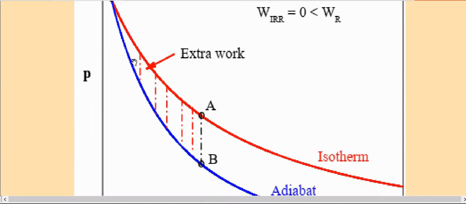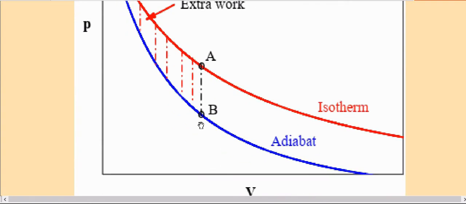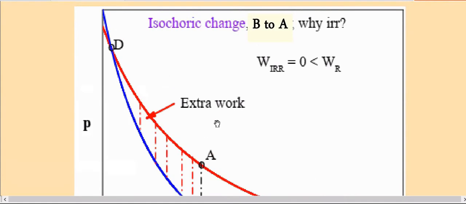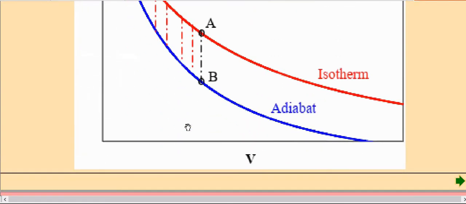Okay, so this is a compression, so naturally the work is negative. This is an expansion, so the work is positive. After cancellation, this area actually defines the work that remains. But from B to A, if you go straight away, you actually do zero work, because there is no change in volume. So delta V is zero, so PdV work is zero. So here W irreversible is zero, which is less than W reversible, because this is W reversible. Right? So that's how you can show that isochoric and isobaric changes are basically irreversible processes.